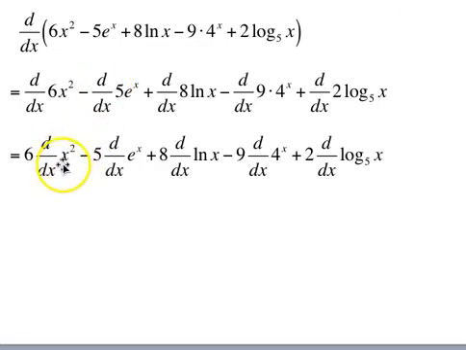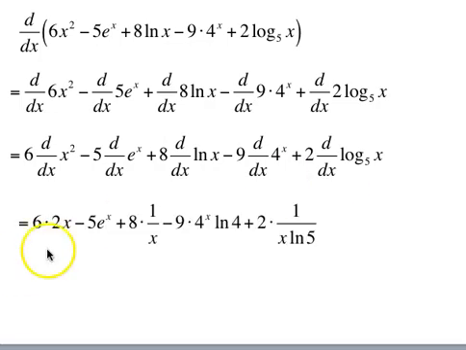The derivative of x squared is 2x. The derivative of e to the x is e to the x. The derivative of natural log of x is 1 over x. The derivative of 4 to the x is 4 to the x natural log of 4. The derivative of log base 5 of x would be 1 over natural log 5 times 1 over x, or 1 over x natural log 5.